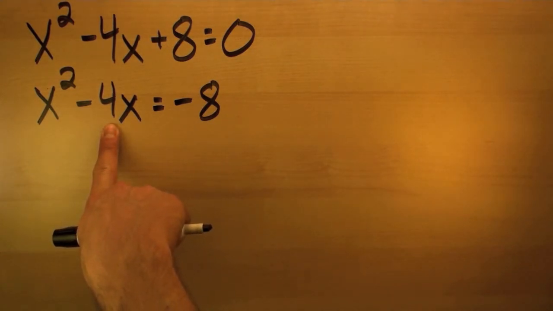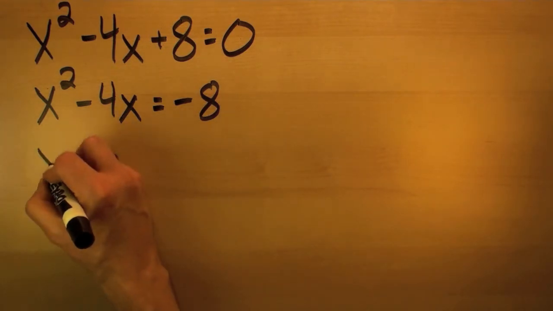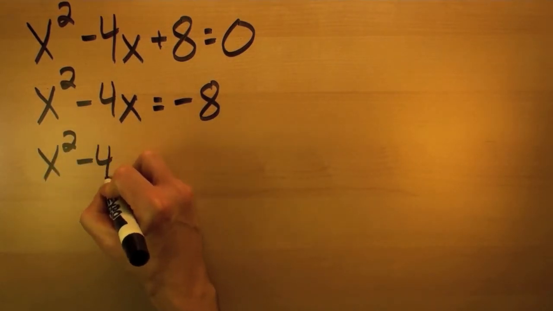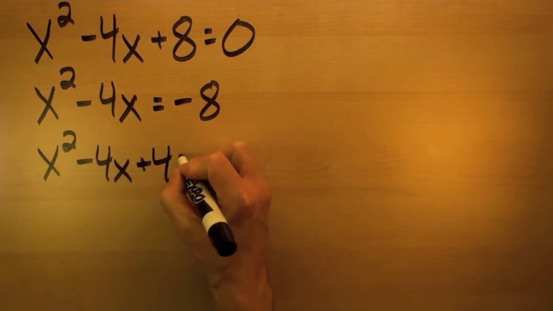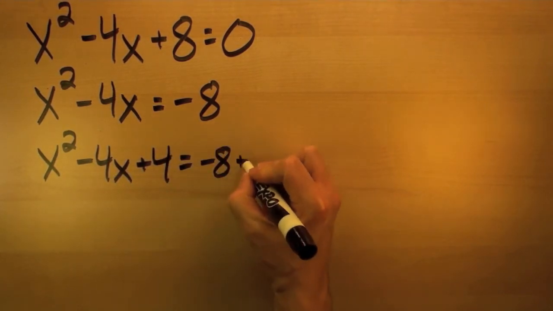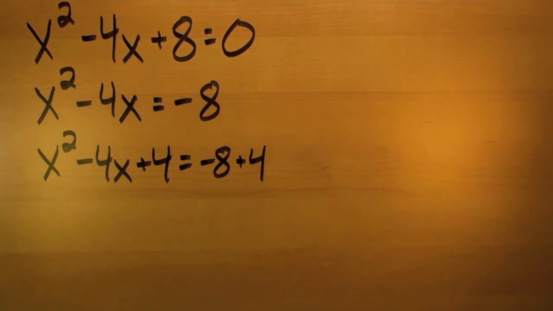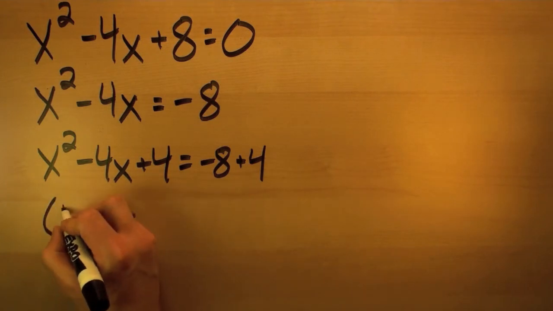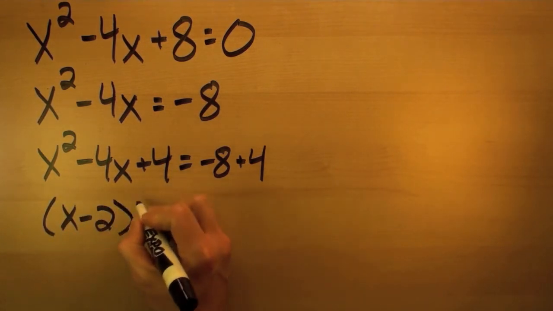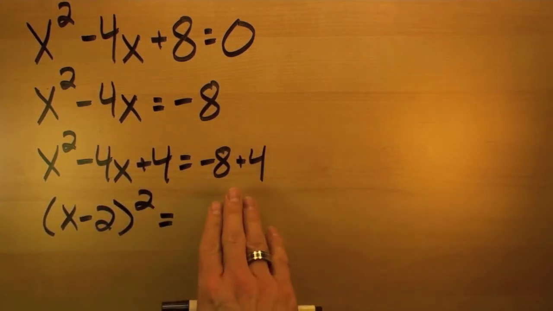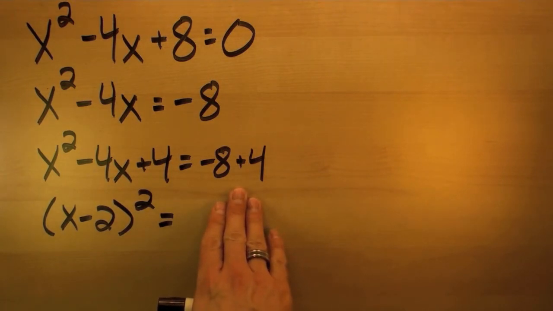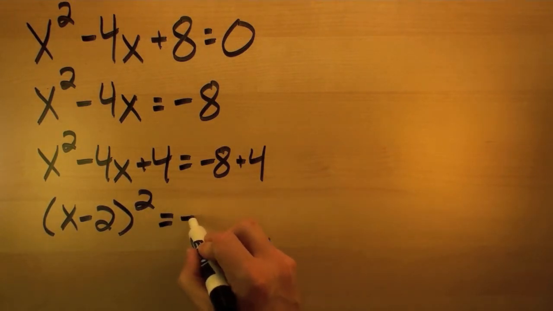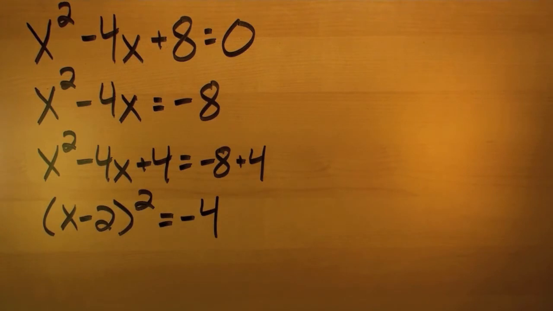So half of 4 is 2. 2 squared is 4. We're going to add 4 to both sides. So x squared minus 4x plus 4 equals negative 8 plus 4. Now we have forced the left side of this equation to be factorable, and it factors as x minus 2 squared. And on the right we have negative 8 plus 4, or negative 4.